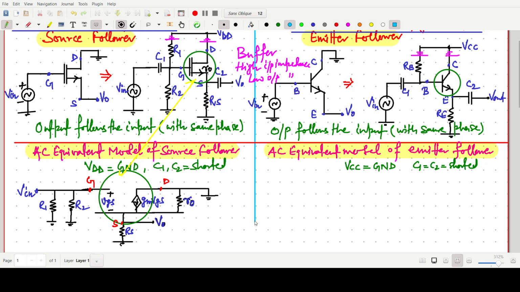Now we have to do it for the BJT. So BJT, again, what we will do? We know the AC equivalent model, how to draw. There will be a resistance, there will be some current source.